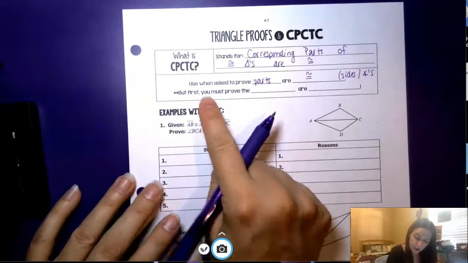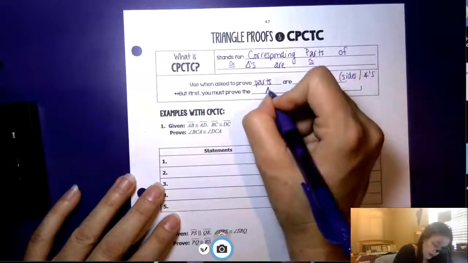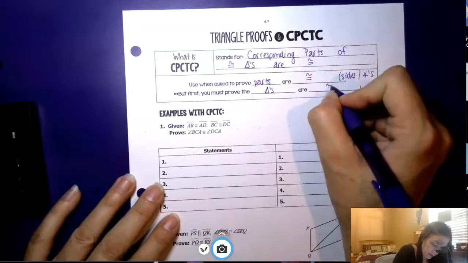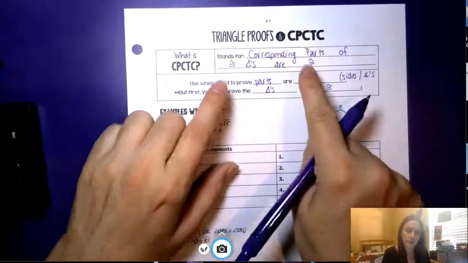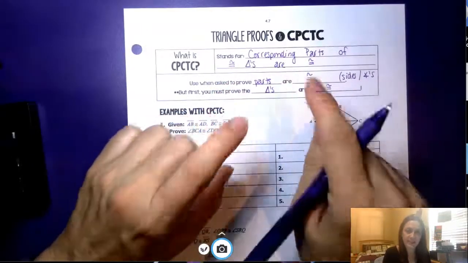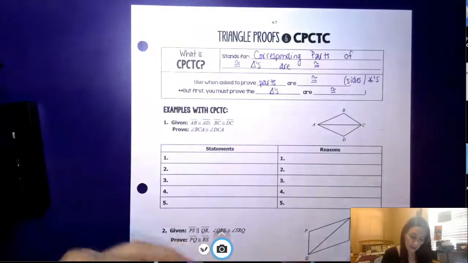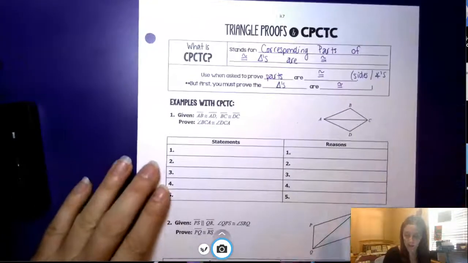But first, you must prove that the triangles are congruent. So almost always before you use CPCTC, the step right before it is going to be triangles congruent.